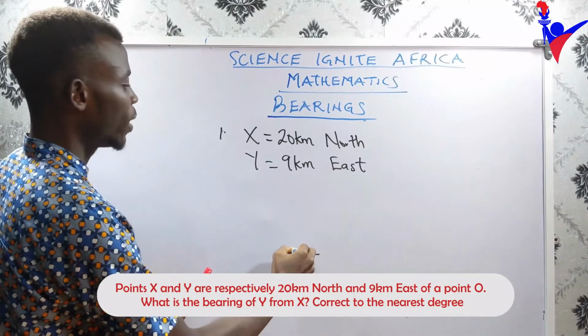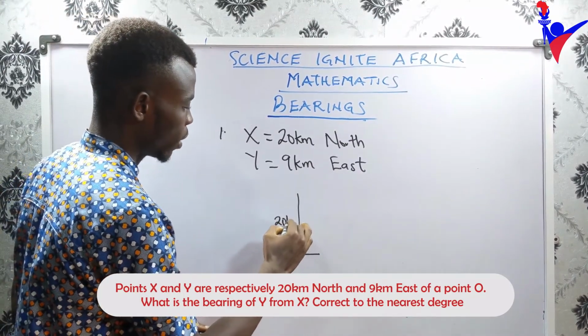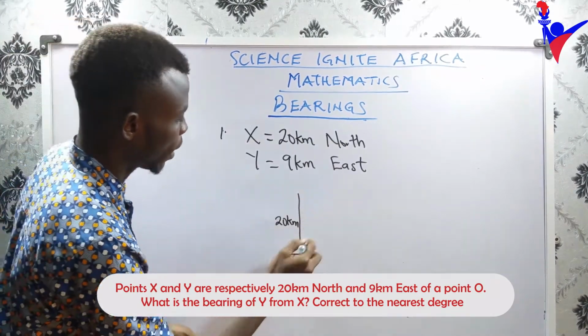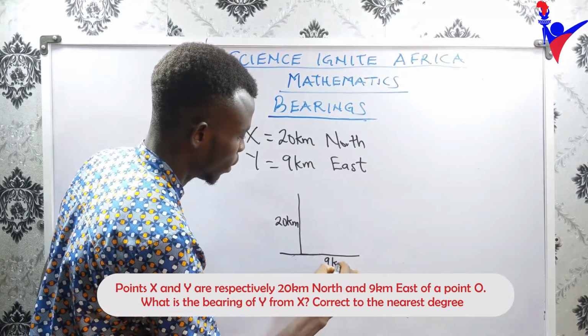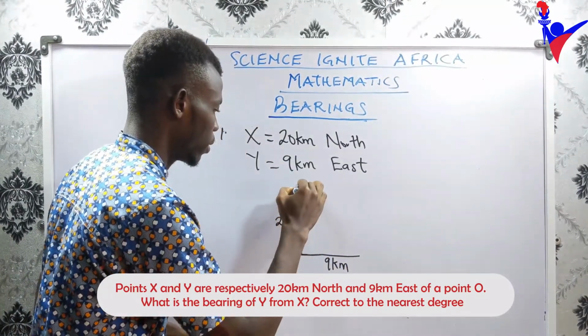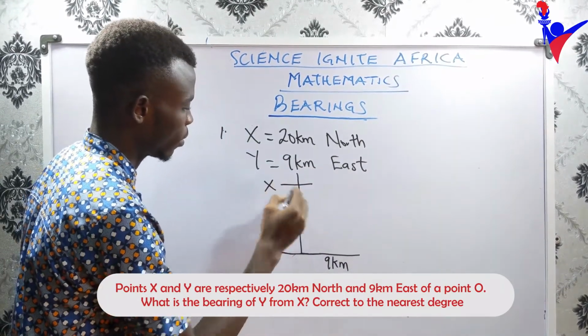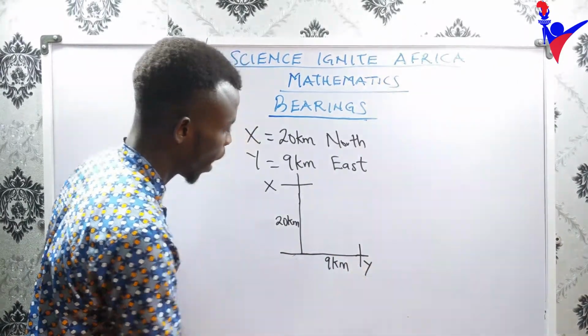So the first one is 20 km north. That means we are moving like this. That is 20 km north. And Y is 9 km east. Then this is our X, and here is our Y.